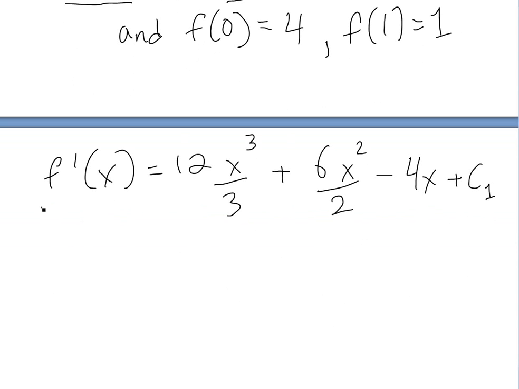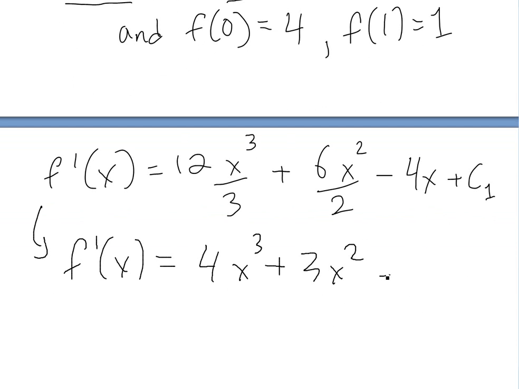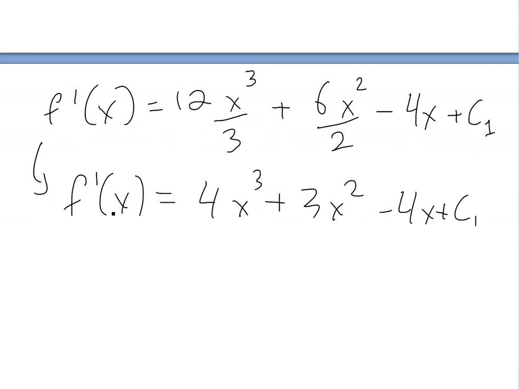So now we keep doing the antiderivative. Well, let's just simplify this first. This one's just going to divide all of these constants. Now it's going to be 4x cubed plus 3x squared minus 4x plus c1. So now we can take the second antiderivative to get the function f of x.